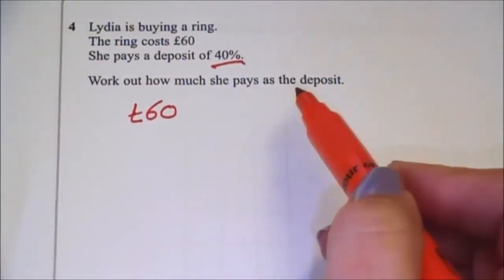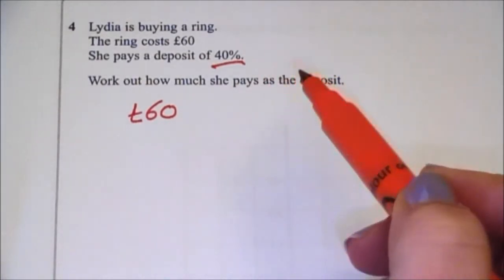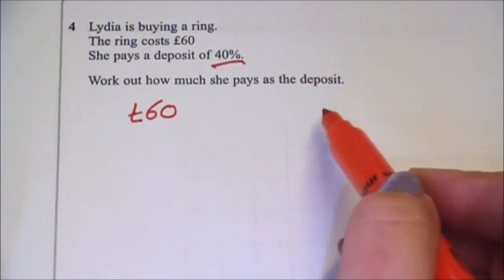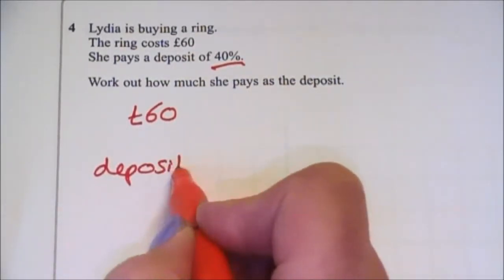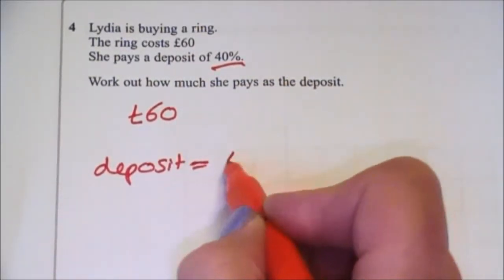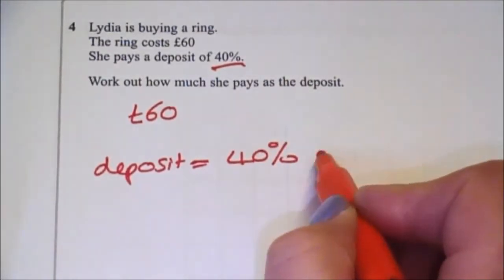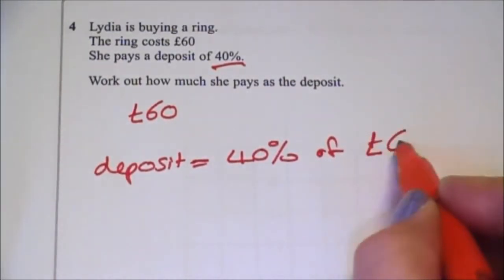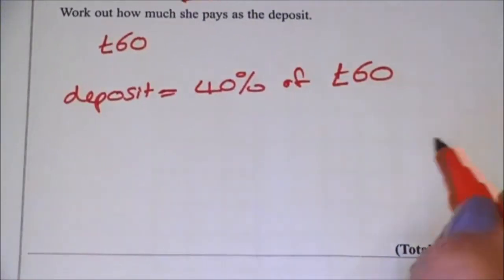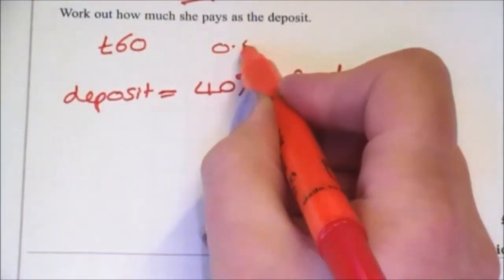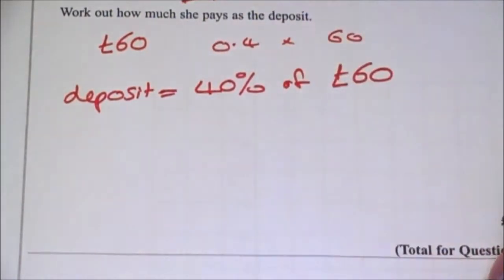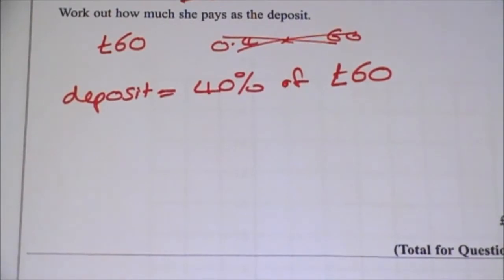Work out how much she pays as the deposit. So we're looking for the deposit. And as it says in the question, the deposit is 40% of £60. Now, if this was a calculator question, I could just type in 0.4 times 60. But it's not, it's a non-calculator, so I need to use a method.